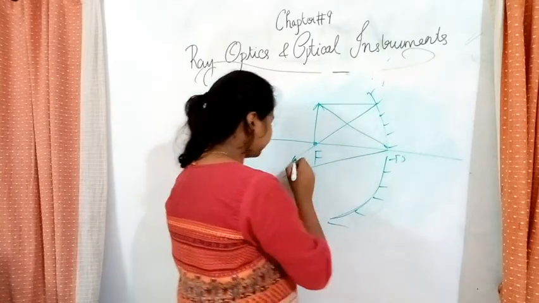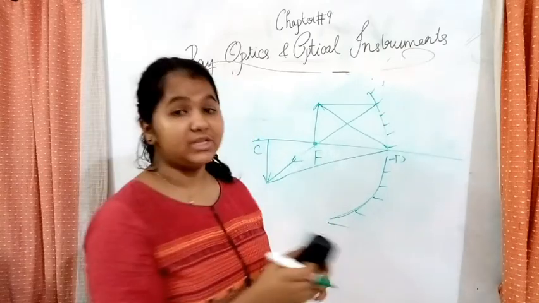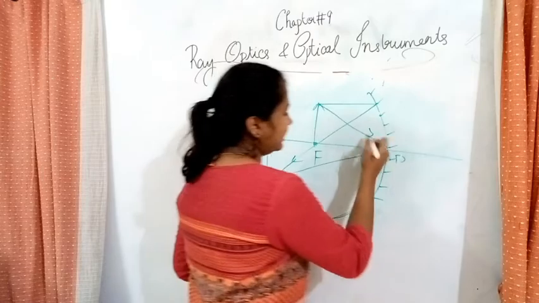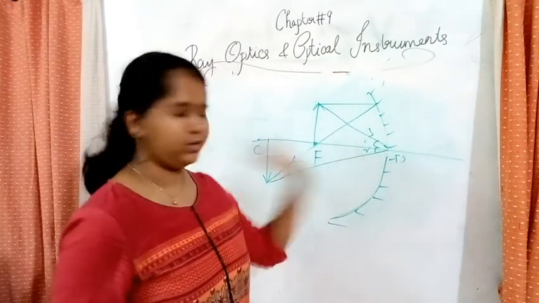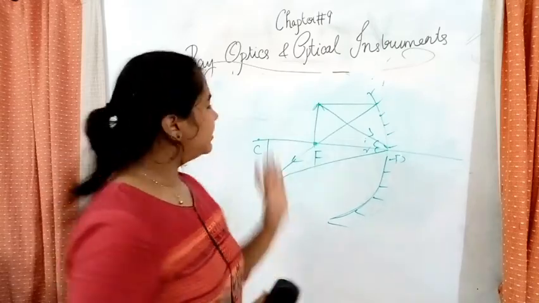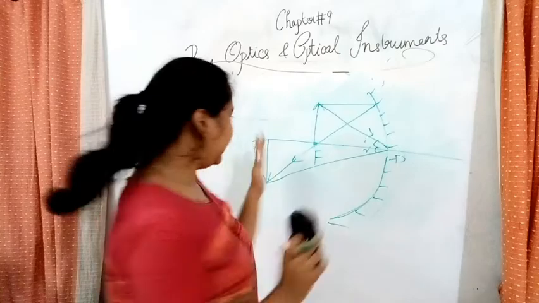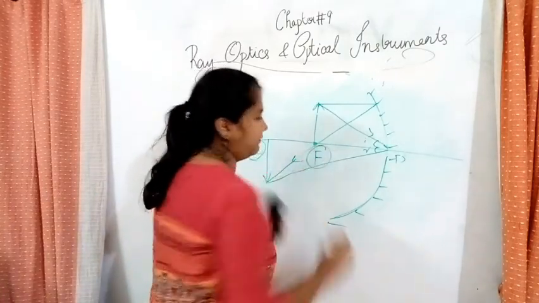Okay. So when you extend it, what would happen? You will get an image that is between the center of curvature and the focus. This is according to the angle of incidence being equal to the angle of reflection, the law of reflection. I hope this is clear to you. So when an object is placed at the focus, it will form an image between the center of curvature and the focus.